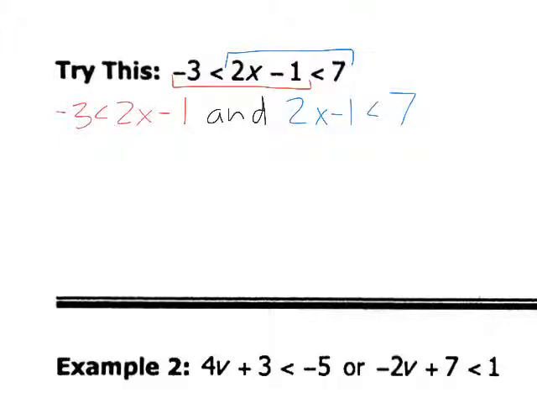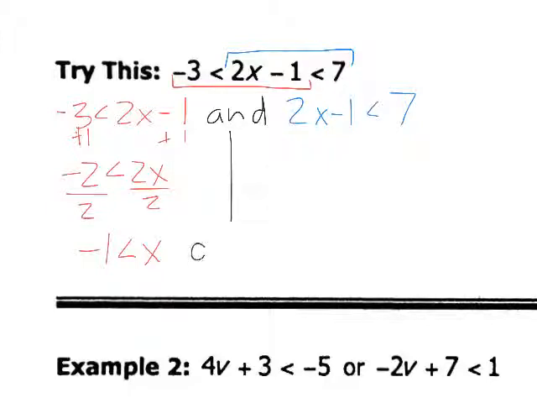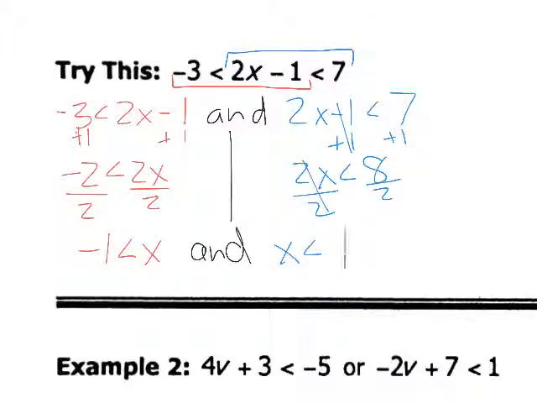Then I solve both of those inequalities separately. I would add 1 to both sides and get -2 is less than 2x. Divide by 2 and I get -1 is less than x. Bring down my and, and then I have to solve the other one. I'm going to add 1. I get 2x is less than 8. Divide by 2 and I get x is less than 4.